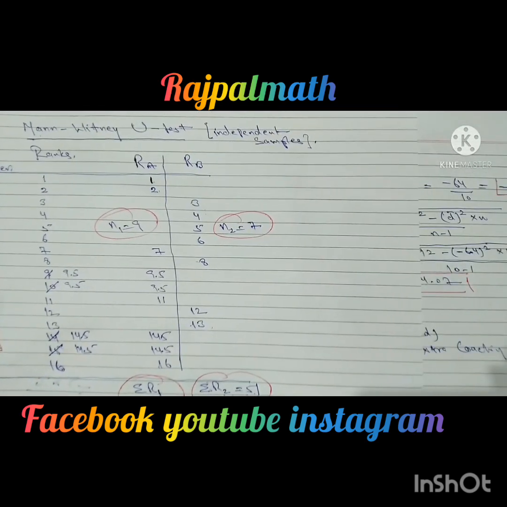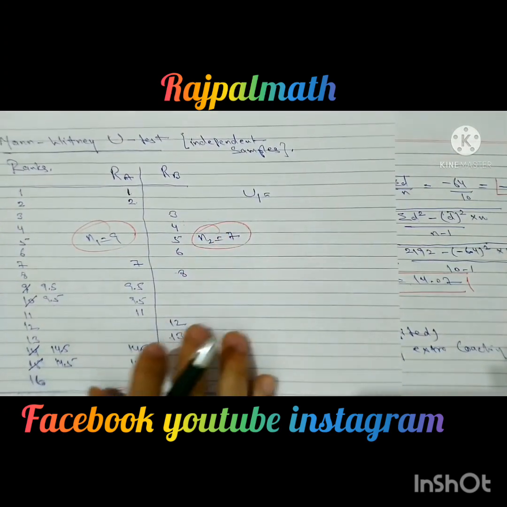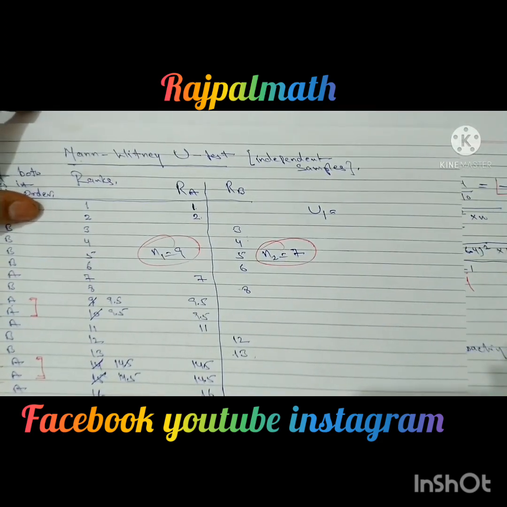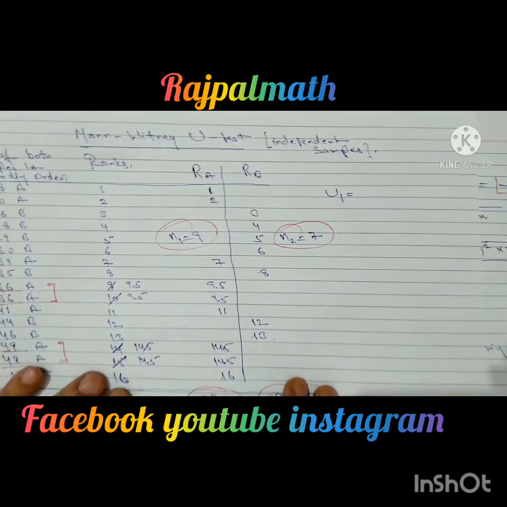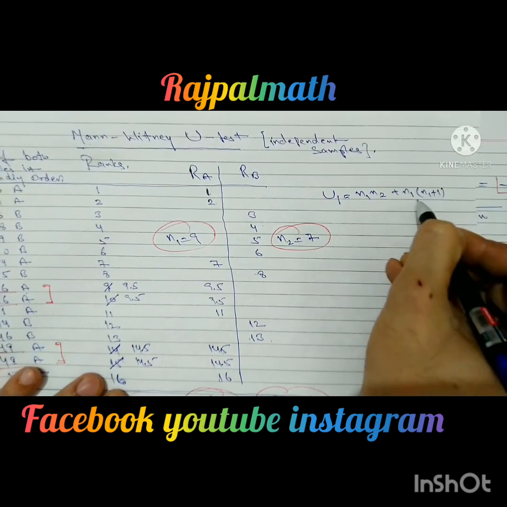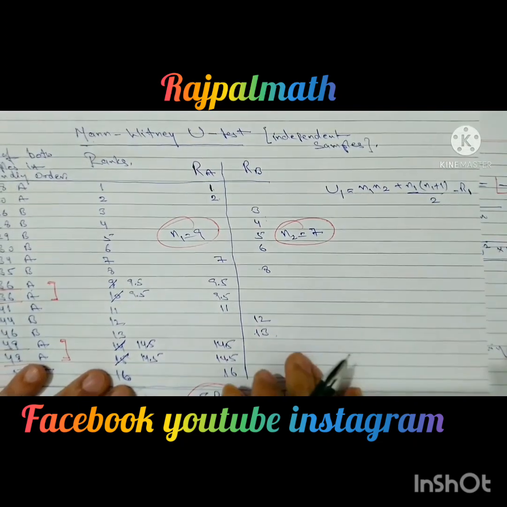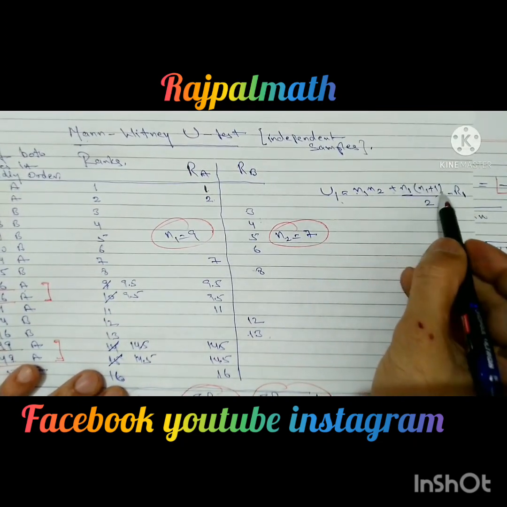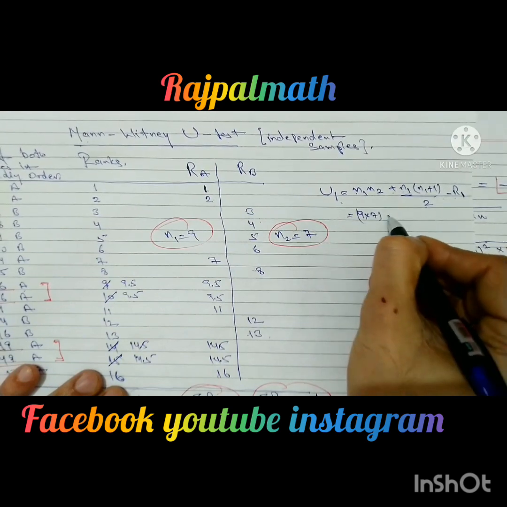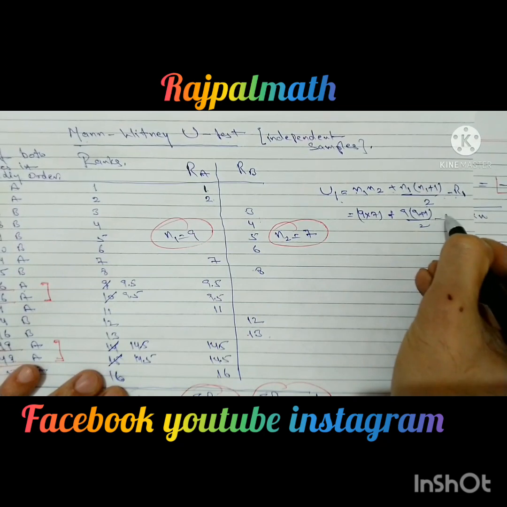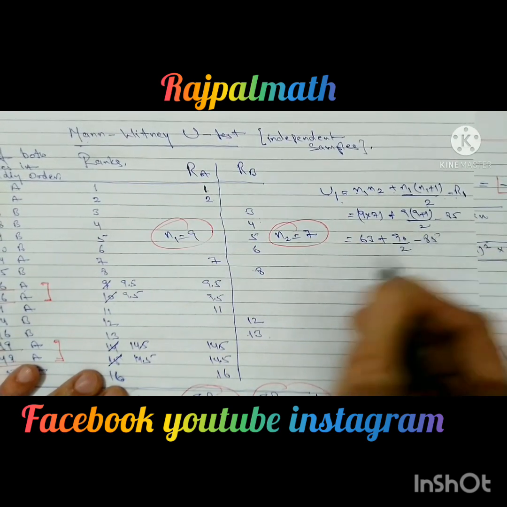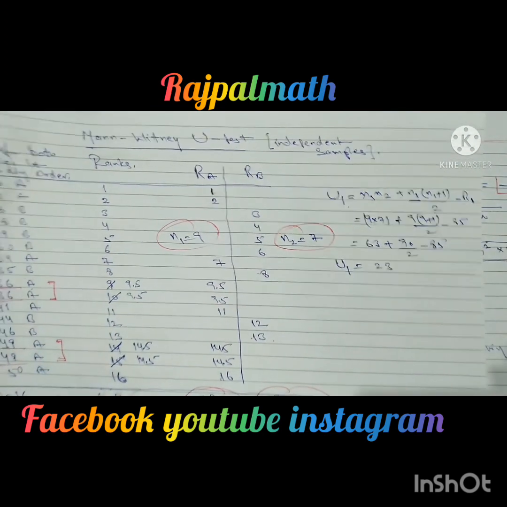First calculate the U-stat, meaning first calculate U1. The formula for U1 is n1 into n2 plus n1 into n1 plus 1 over 2 minus R1. Here n1 is 9 into 7 plus 9 into 9 plus 1 by 2 minus R1, which is 85, equals 63 plus 90 by 2 minus 85. Therefore, U1 comes out to be 23.